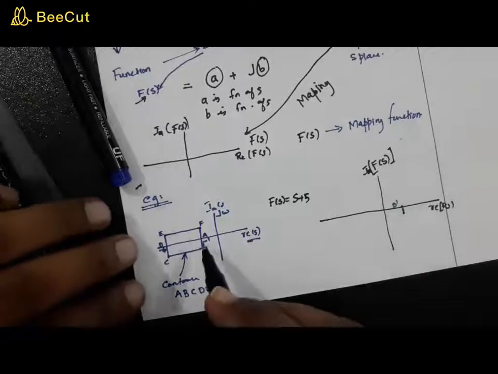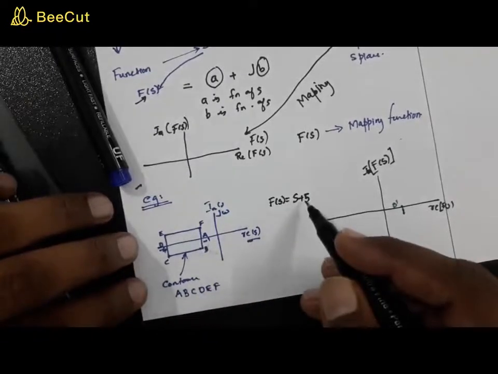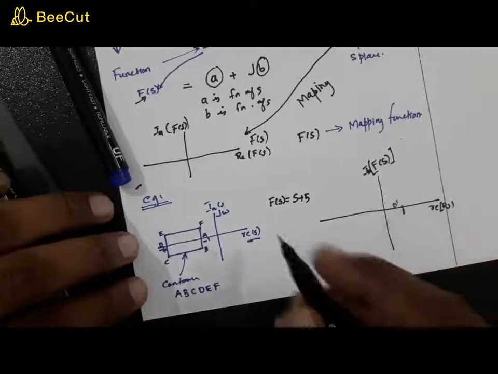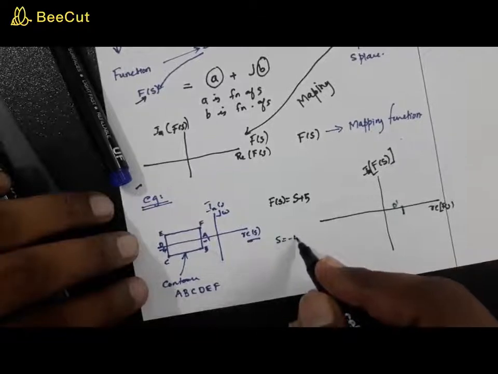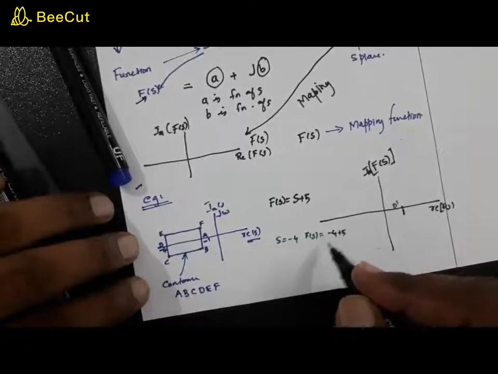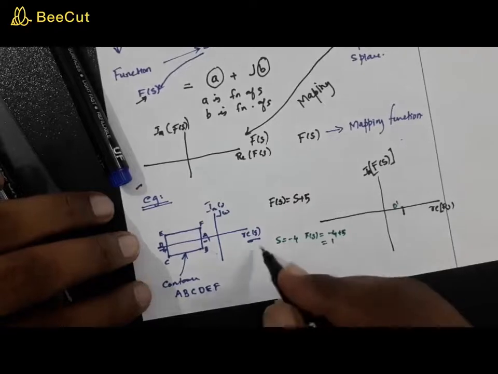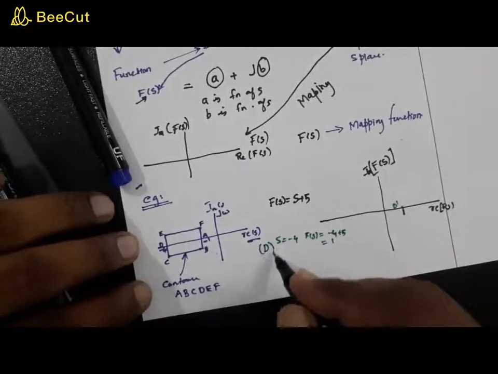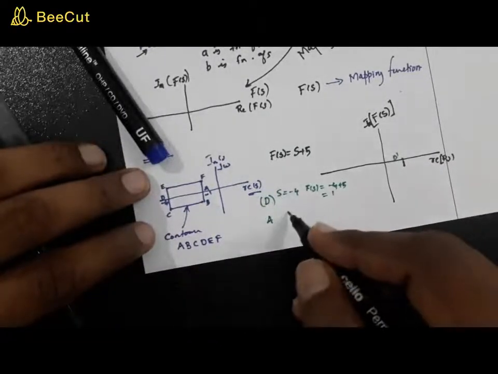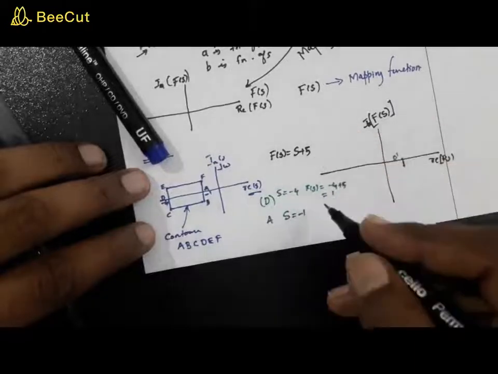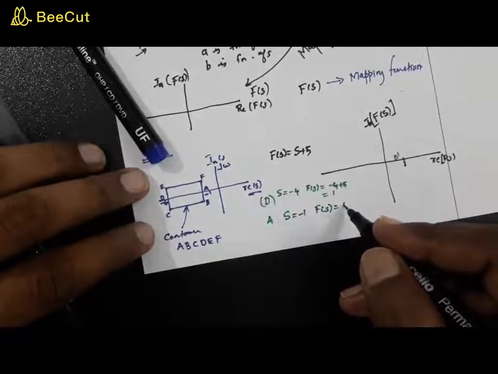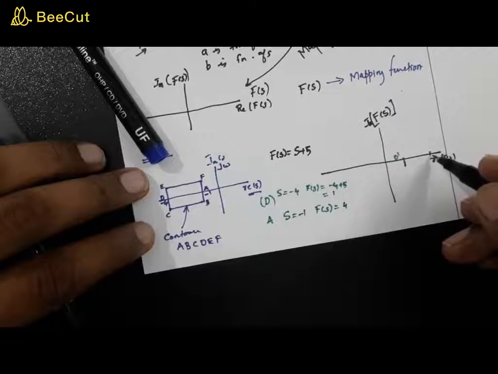Now what will happen to a? What happens when s is equal to minus 1? I am telling you why d dash is at 1, because at s is equal to minus 4, f of s becomes equal to minus 4 plus 5, which is equal to 1. So this is the result of mapping the point d in the S-plane. Now what if I map a? Mapping a means putting s is equal to minus 1. So what's going to be your f of s? f of s is going to be equal to 4. So that means this comes over here.